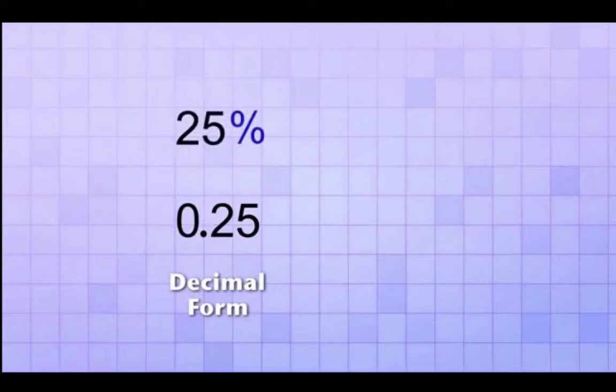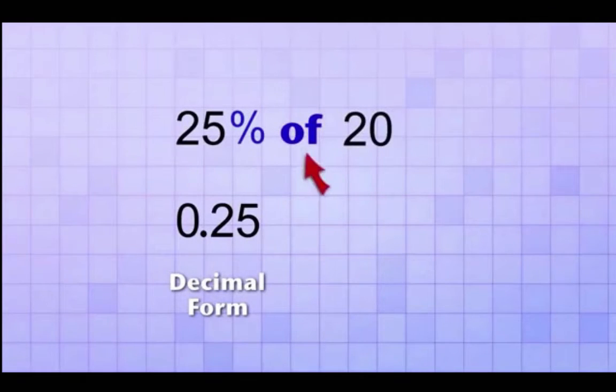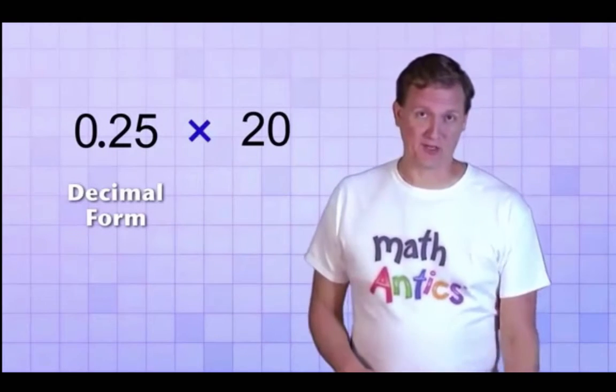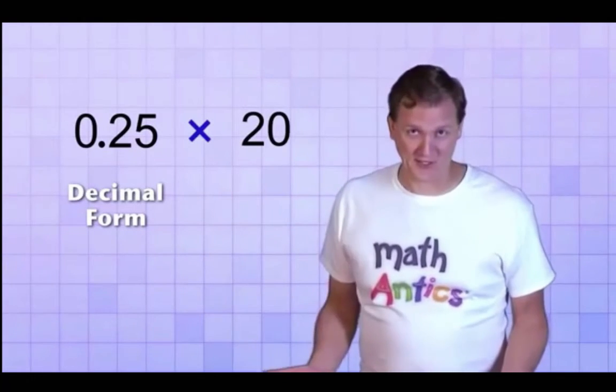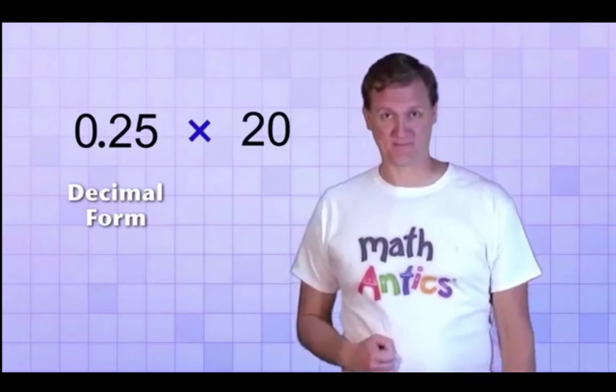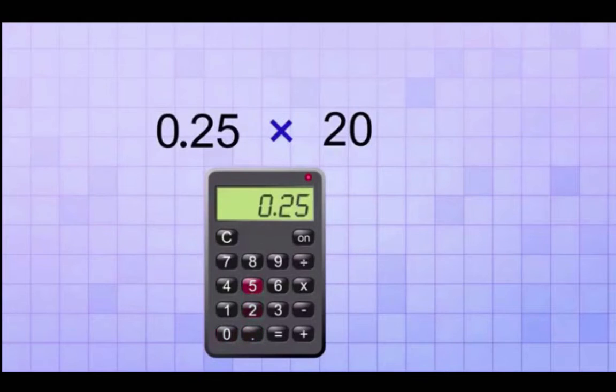The procedure starts the same. If you need to find 25% of 20, you first replace the word of with the multiplication symbol. Next, we'll replace the percent, but with its decimal form this time. 25% is the same as the decimal 0.25. Then, all we have to do is multiply. And although I could easily do the decimal multiplication by hand, I happen to have a calculator, so I'm going to use it. I just enter 0.25 times 20, hit equals, and I get 5. Yep, that's the same answer we got when we used the fraction form of 25%.